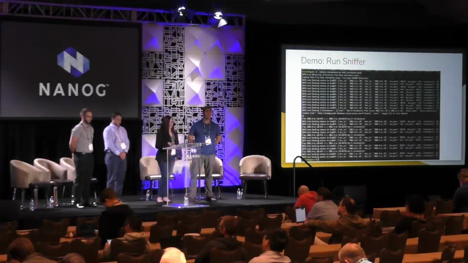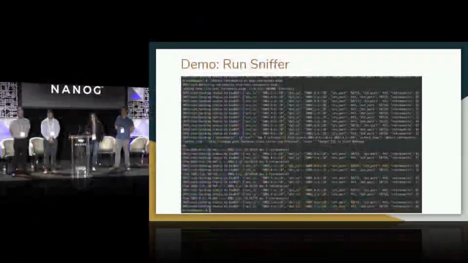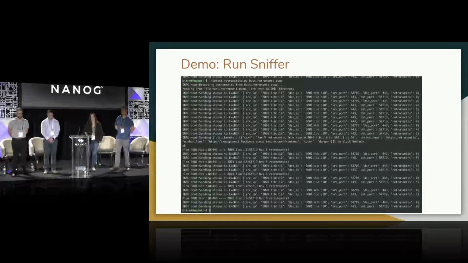The sniffer ran, and for the purposes of the screenshots here, this was just using a pre-existing PCAP, but this actually also works live on the wire. You can see for every packet that it processed that it sent a status message to our ExaBGP-based API. And then as soon as the retransmit threshold was hit, which was in this case 5, it sent a notification to Slack and continued to send data to the API.